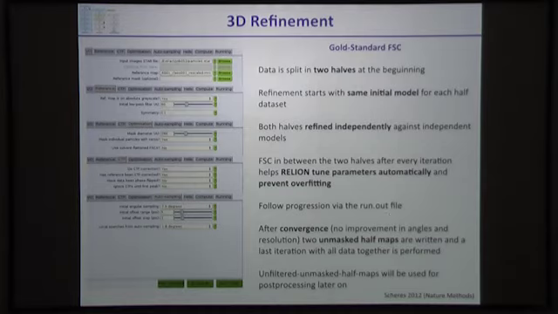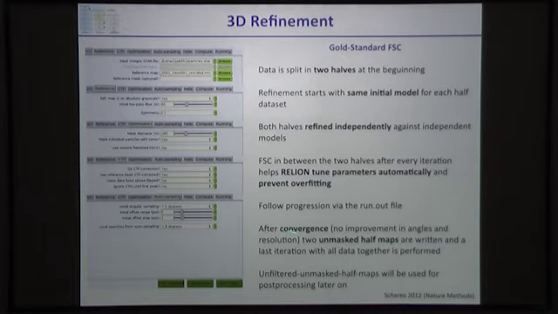During the refinement, all these parameters will evolve, and Reliant will increase the sampling rate and will allow high resolution information to go into the refinement without overfitting. At some point, there will be no improvement in angles or in resolution, and so the refinement will stop after this convergence. After this happens, it will also write an unmasked half map for every half that we can use later on for post-processing.